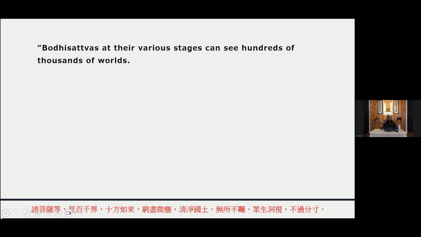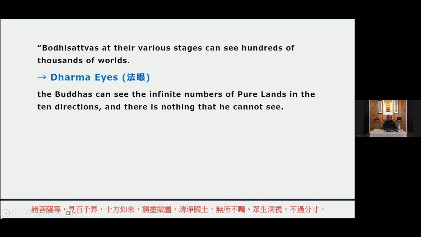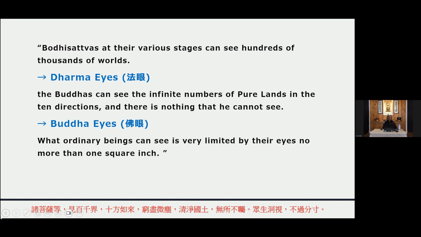And then bodhisattvas at various stages can see hundreds of thousands of worlds. Then we call it, they have Dharma eyes. And the Buddha can see the infinite numbers of Pure Lands in 10 directions, and there is nothing that he cannot see. That's called Buddha eyes. And how about us? We can only see very limited by our eyes. Our eyes are no more than 1 square inch, and so that's called physical eyes.